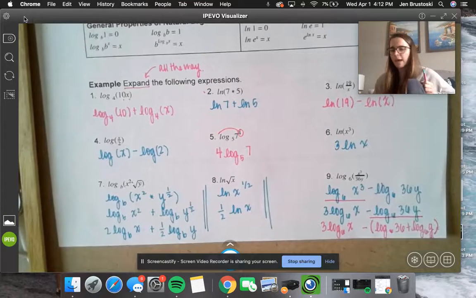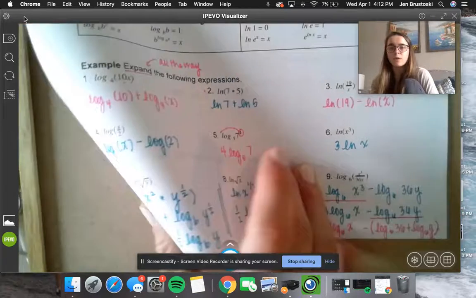We've expanded it all the way. It's broken down. You can distribute that negative through, but it's really not necessary. We've expanded, and so we're done. All right, let's do some problems going the other way.